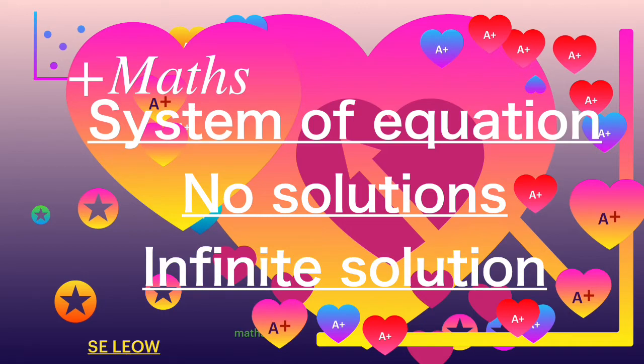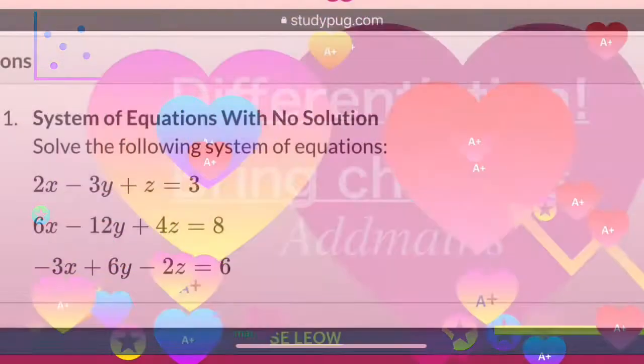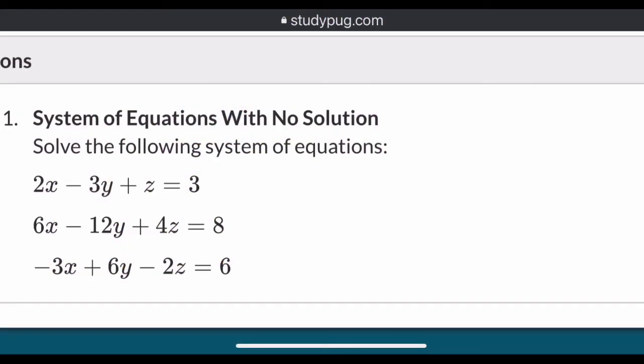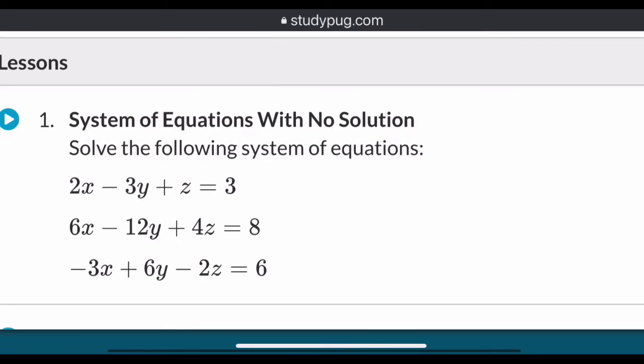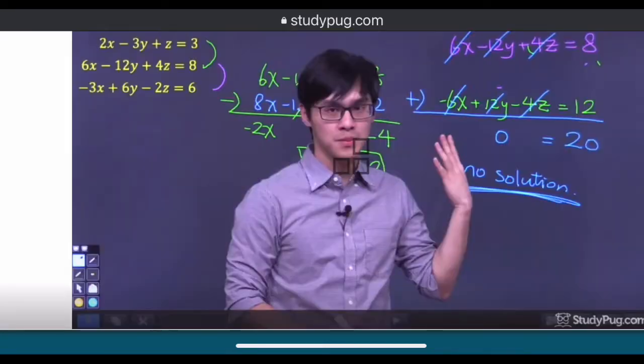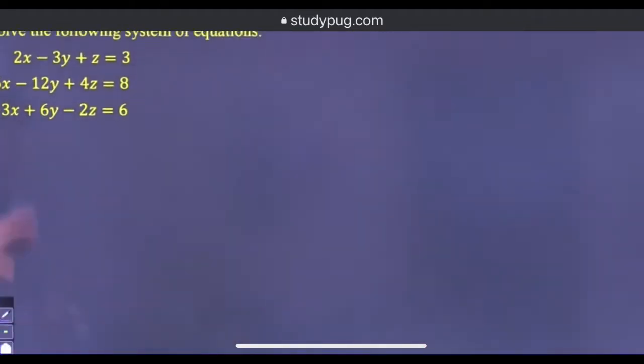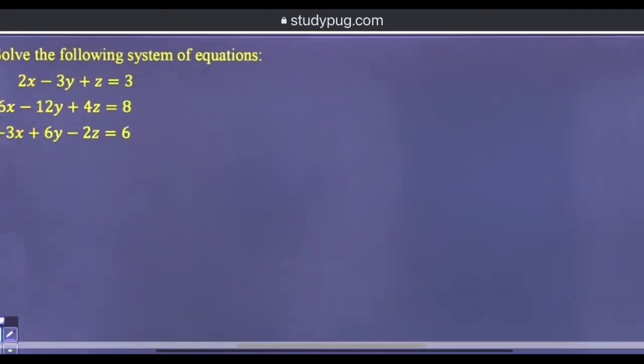For today's video lesson, I will discuss system of equations. So we have a system of equations with no solution, right? So let's get started with the class. Now here we have a system of equations and we want to solve for it.